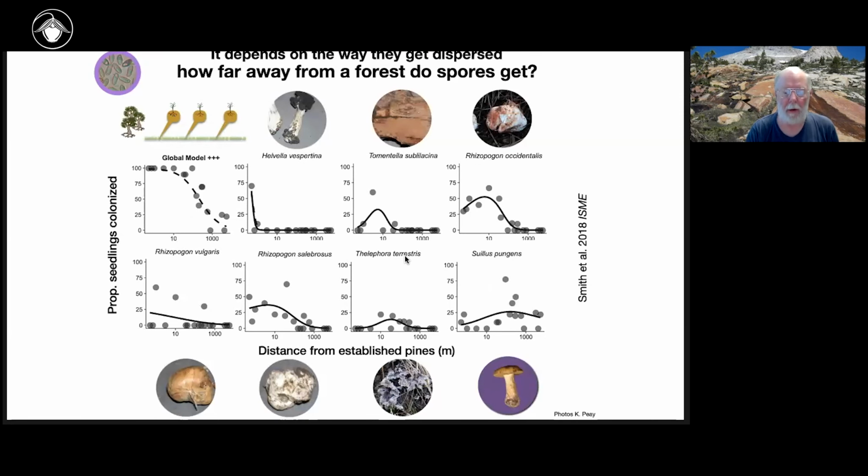Okay, let's go back and talk about Suillus. So Suillus, if you look at this, is the one that really gets out there. Here we are a kilometer away, and it's getting about 25% of the seedlings out there. So it's not 100%, but it's better than anything else. And the reason it can do that is it's a big mushroom. It fruits in huge quantity, and it produces a lot of spores.